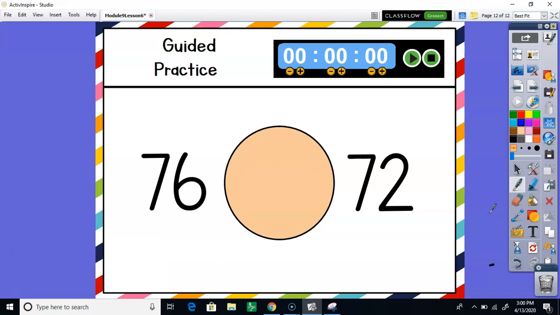All right, I hope you practiced. So this one, I tried to trick you, and I made the tens place the same. So you would have had to look at the ones place. Okay, and 6 ones is bigger than 2 ones. So 76 is going to be greater than 72.